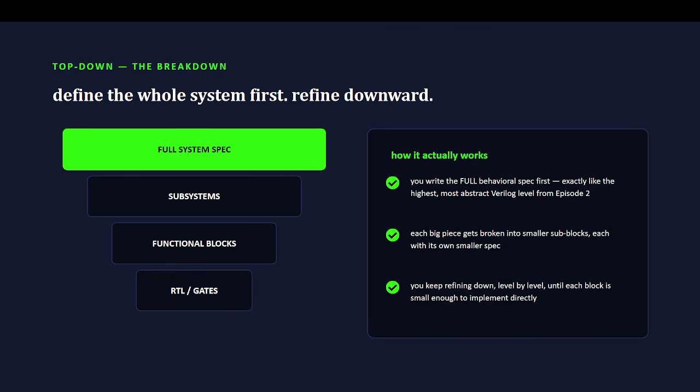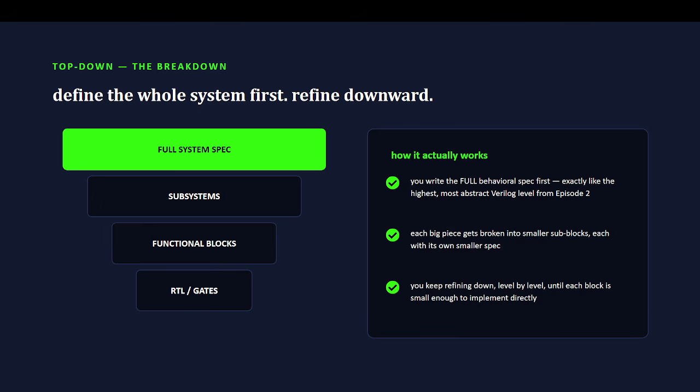Let's zoom into top down first. Look at that funnel on the left. You start wide at the top, which is the full system spec. This is where you write down in plain functional terms exactly what the entire chip needs to do. No implementation details yet, just behavior. And here is a callback. For you, this is exactly the highest, most abstract level from episode 2. Behavioral modeling, you are describing what, not how.